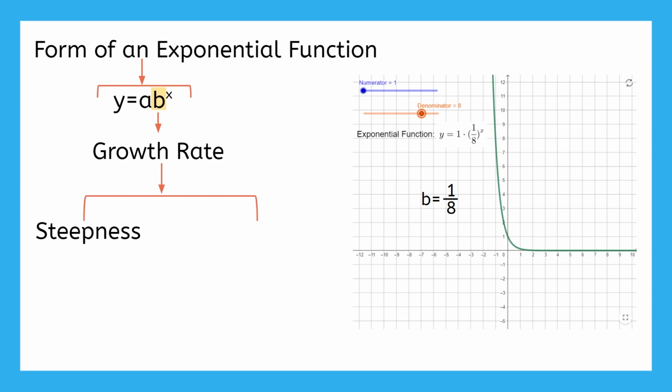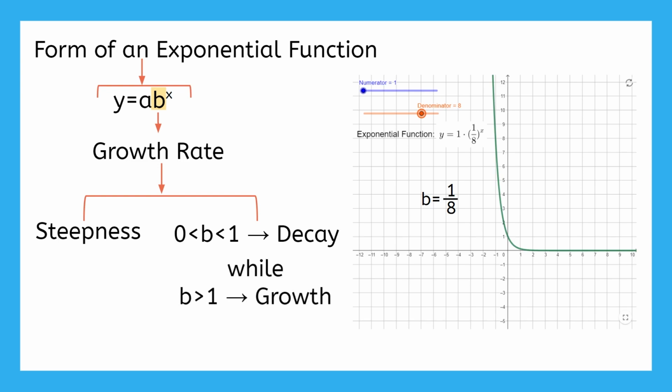Wait a minute. This graph seems like it's the same steepness, but now it's backward. The growth rate of our function affects the graph in another way. The b value impacts whether the graph is increasing or decreasing. When b is less than 1, but greater than 0, like a proper fraction or a decimal, the graph is decreasing. We call this exponential decay since the y value is decaying or shrinking as the x value increases.